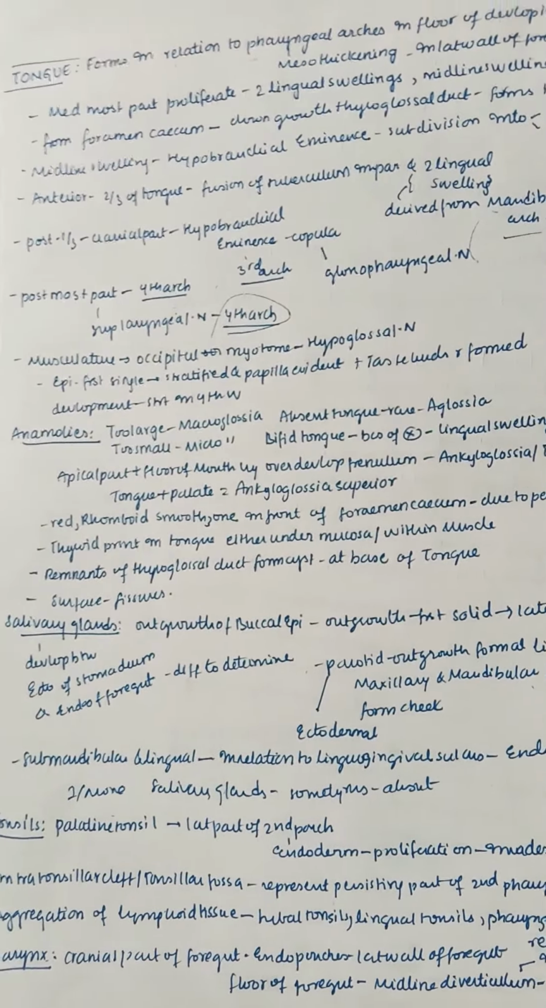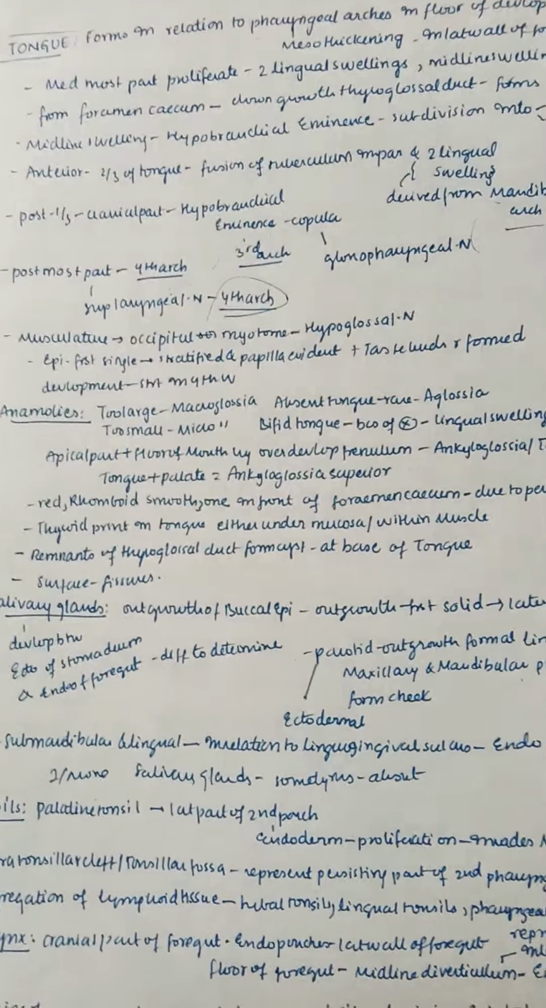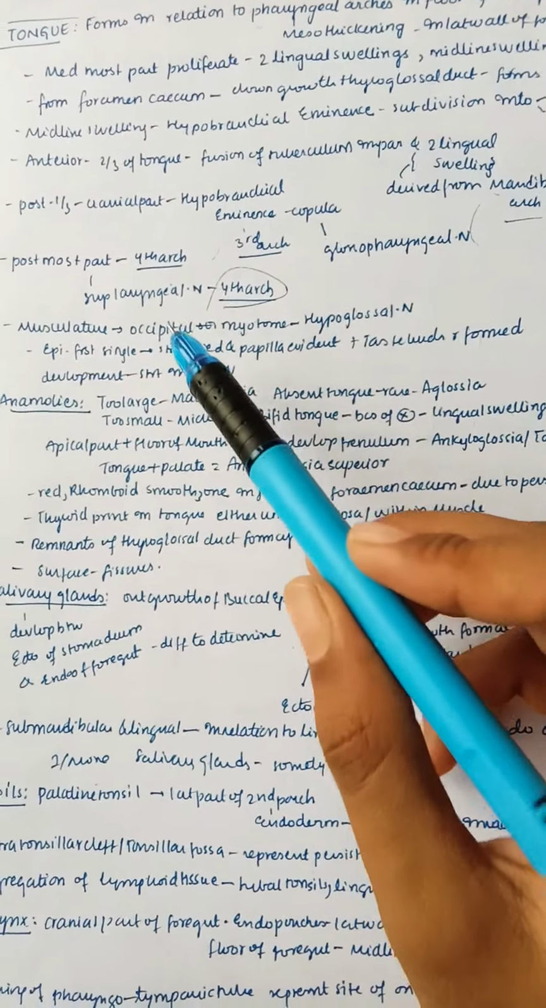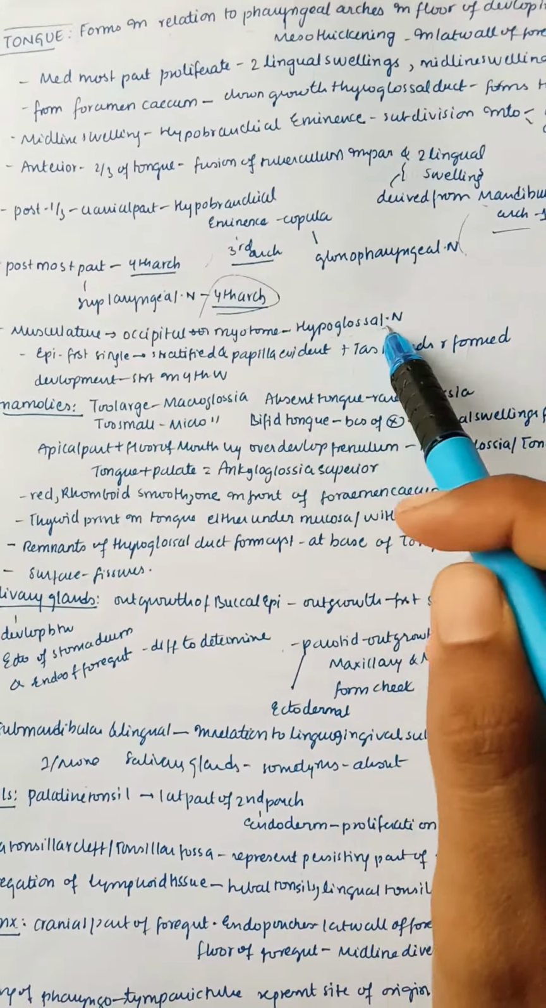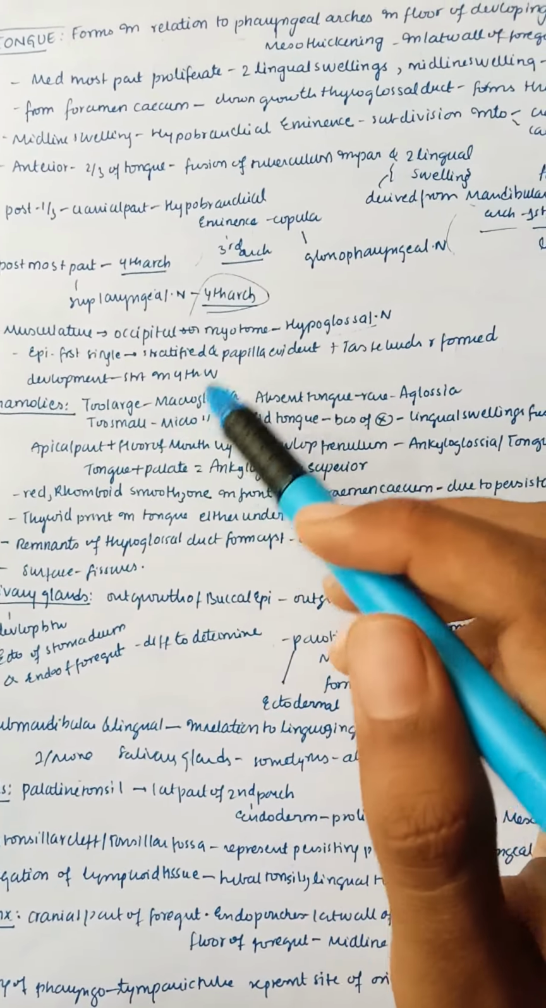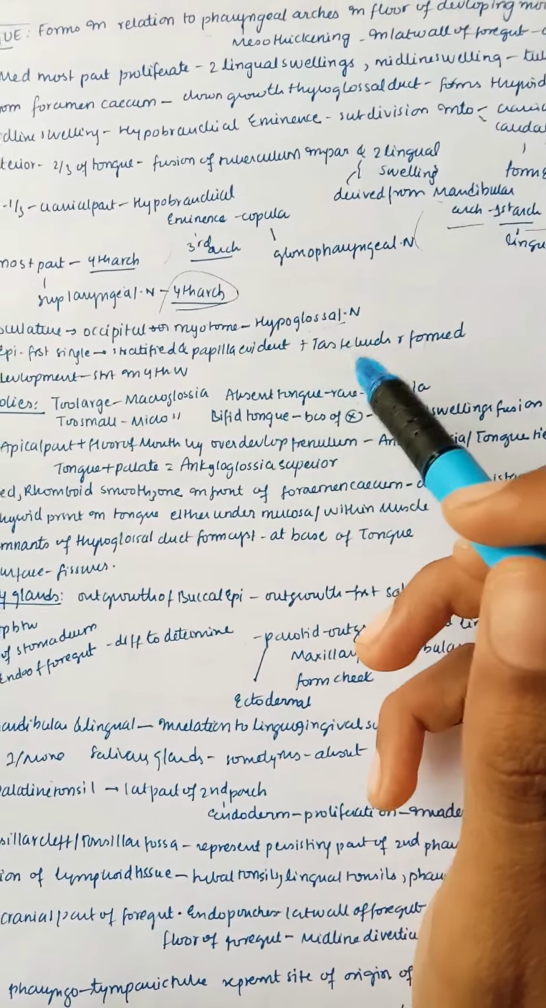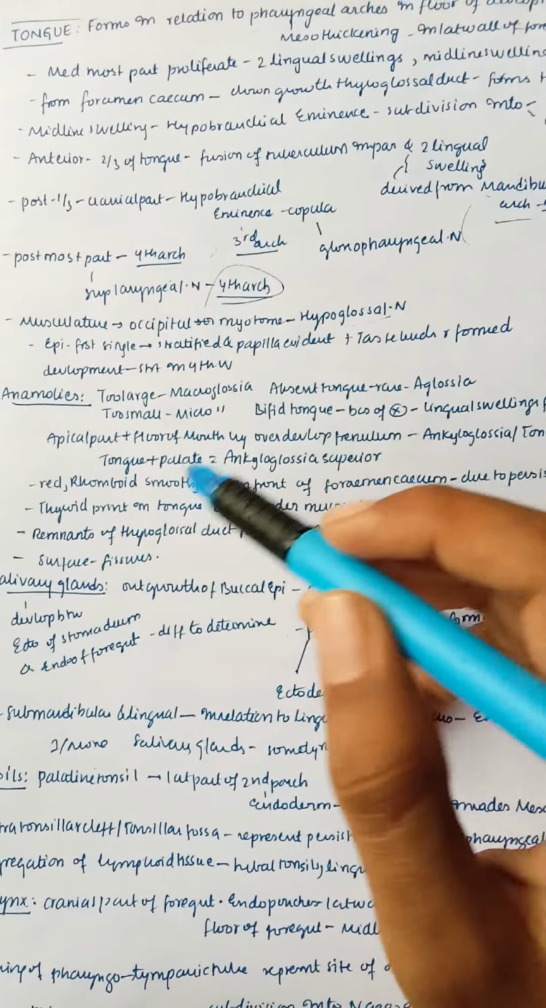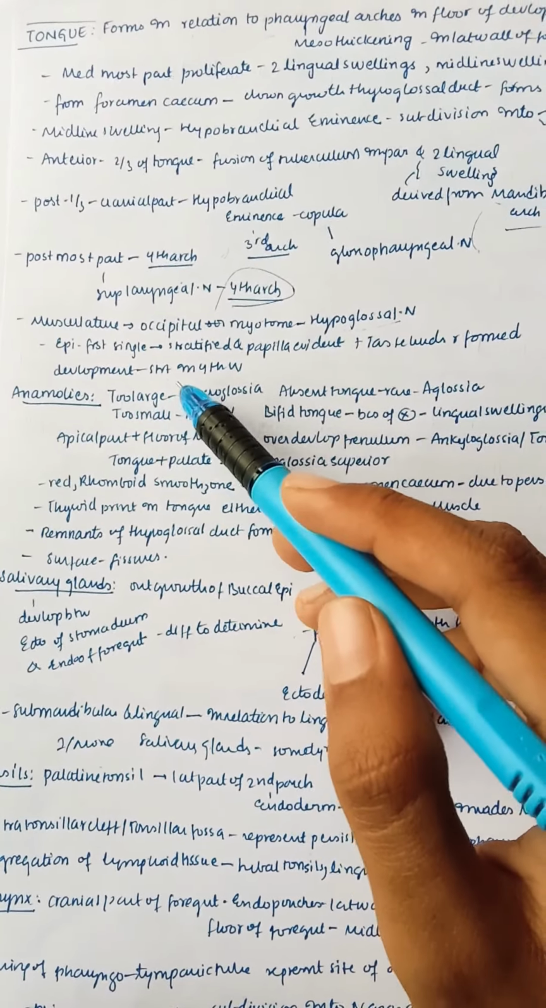Next let us see the musculature. So musculature is actually formed by occipital myotomes, which are supplied by the hypoglossal nerve. So epithelium, first it will be single, later it is stratified, and the papillae are also evident over there, and the taste buds are also formed later. So development starts in the fourth week.